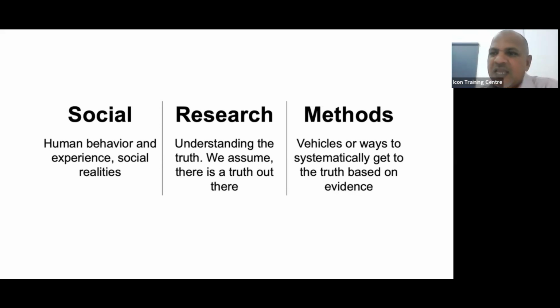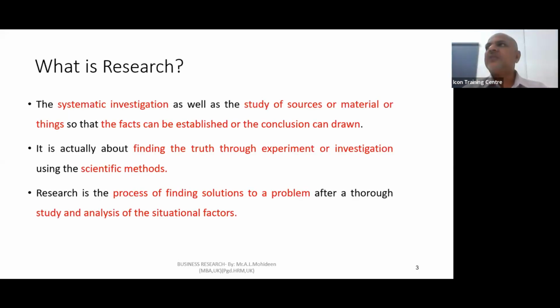Okay, so if you want, I can give you a reference book, and you can read from the first page to the last page, and then you will have a comprehensive idea how to do research. So now I'm going to read the theoretical part. Just by reading, you can understand. What is research? The systematic investigation as well as the study of sources or materials or things so that the facts can be established or conclusions can be drawn. You understand the first one?